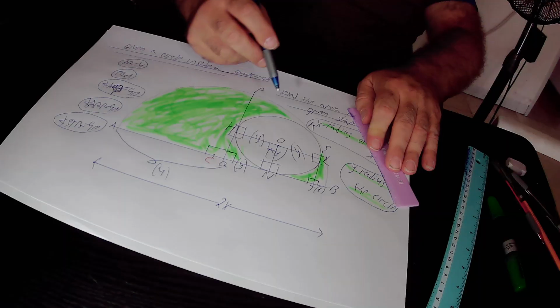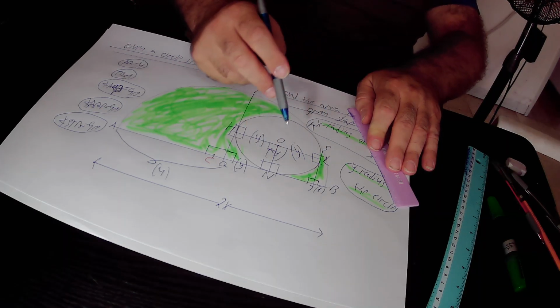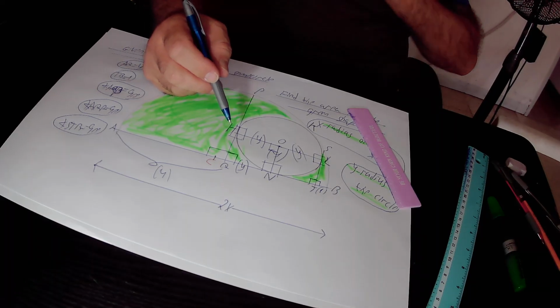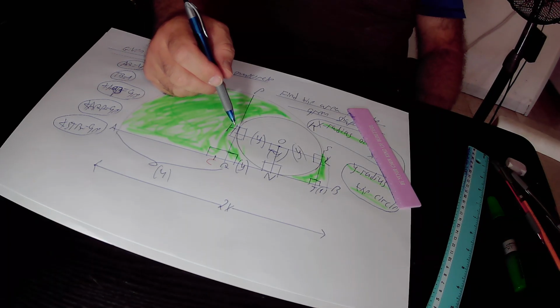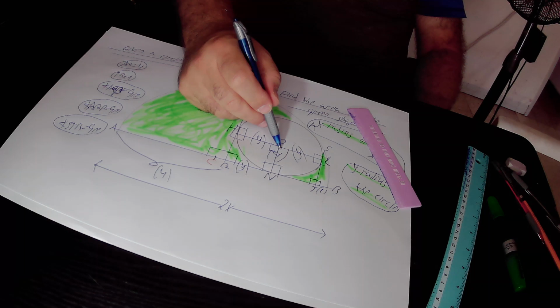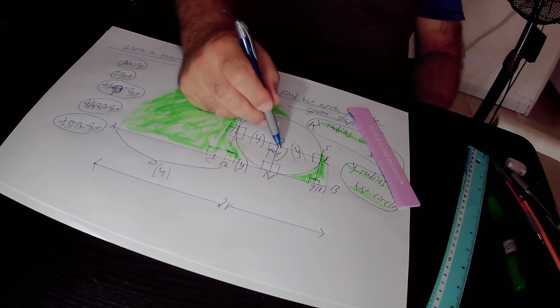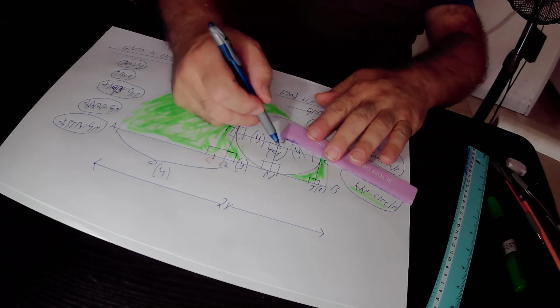So inside quadrilateral OLTN, we have 1, 2, 3 right angles. The sum of 3 right angles is 270 degrees. So 270 degrees plus the size of this fourth missing angle must be equal to 360 degrees, according to the rule that the sum of the angles in any quadrilateral is 360 degrees. And therefore, this fourth missing angle must be equal to 90 degrees.